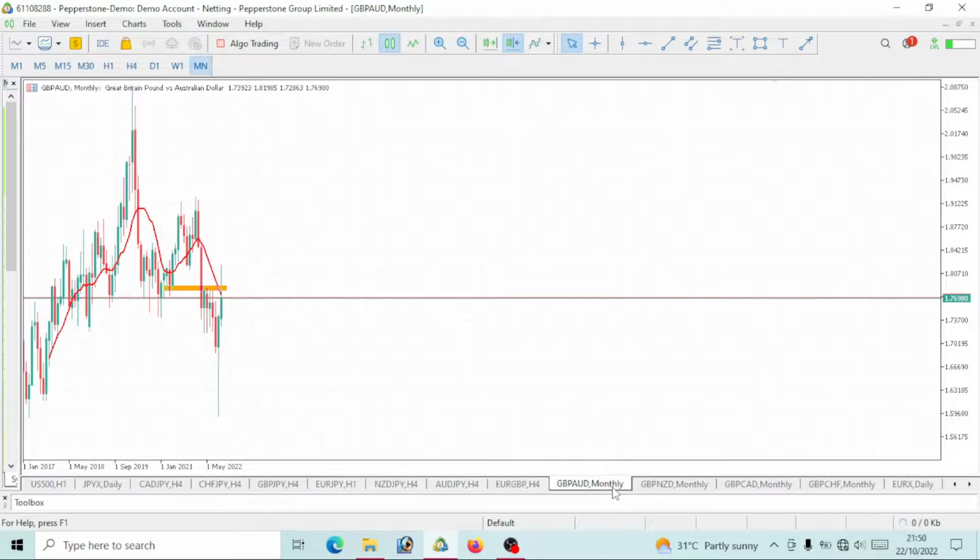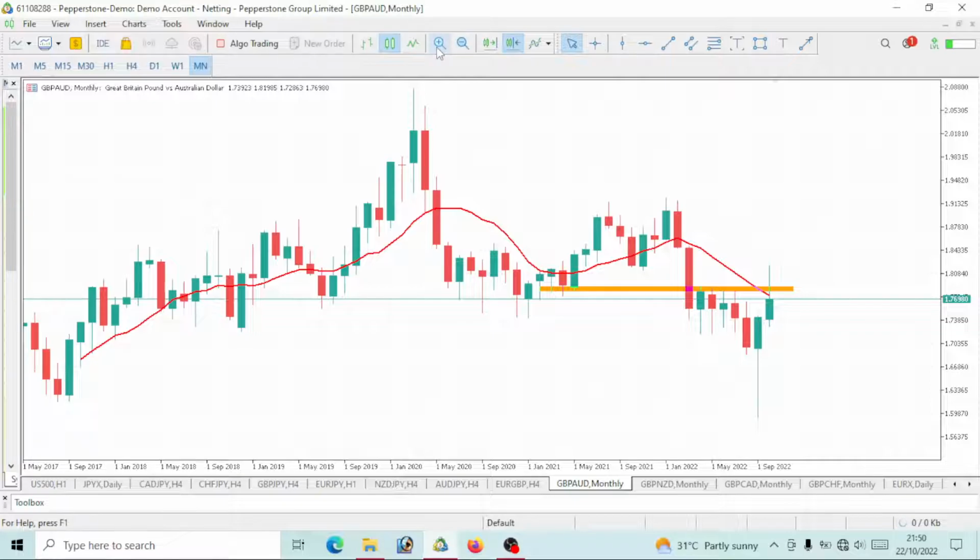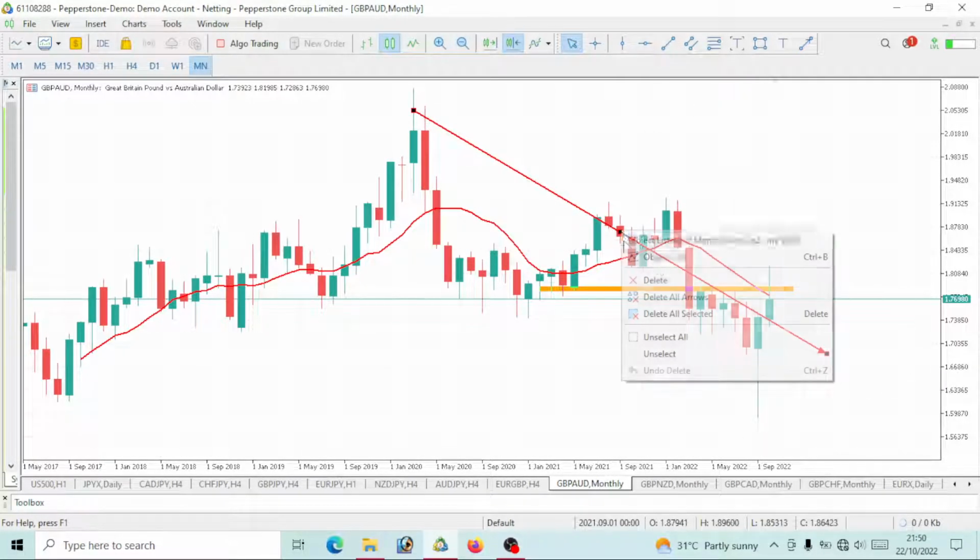Next we have GBPAUD. Like I once said, GBP is on a bearish move, right? If you are following this channel, you will see how I've highlighted this level. But let me start again. So GBPAUD. First of all, we can see that this is a bearish move, right? We all know that this is a drop.